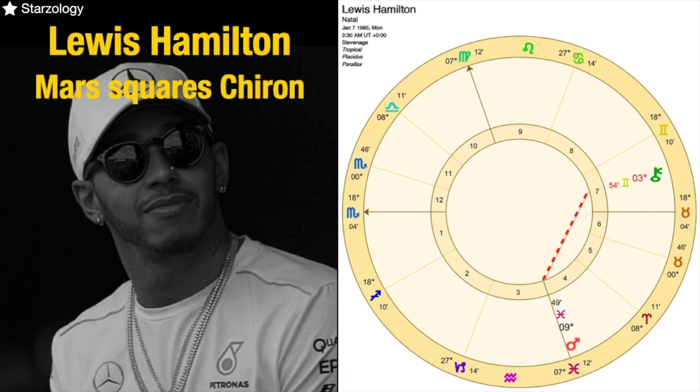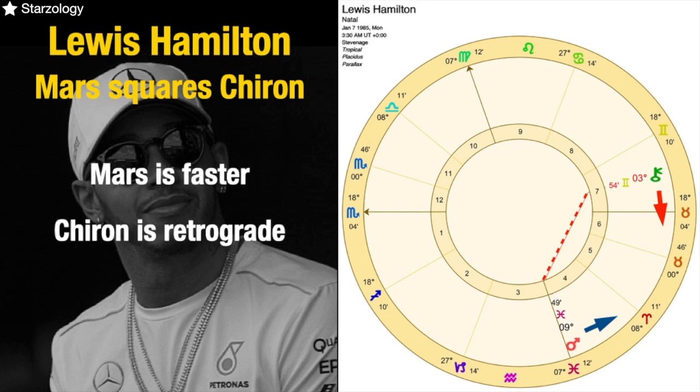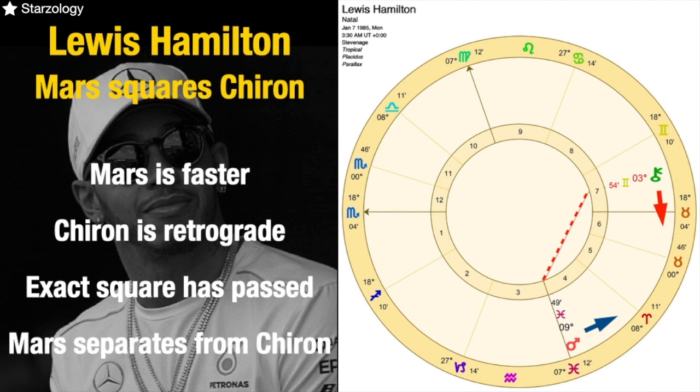He's also got Mars squaring Chiron. So here we've got Mars at 9 and Chiron's at 3. Again, Mars is direct, Chiron is retrograde, so Mars is going 10, 11, 12, Chiron's going 2, 1, 0. Mars is faster, Chiron is retrograde, the exact square has passed. So Mars is separating from the square to Chiron.